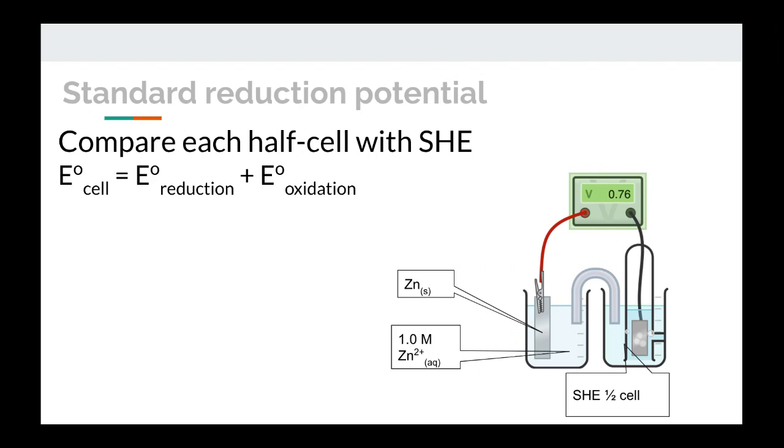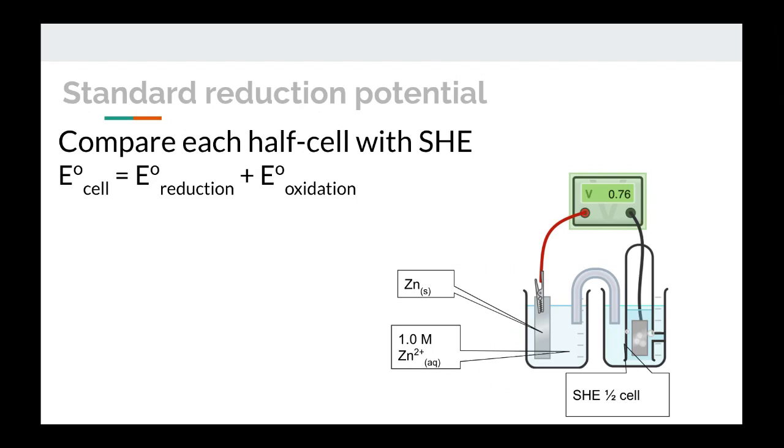So here's an example. If we put 1 molar zinc 2+ solution and a zinc electrode in a cell where the other side has the standard hydrogen electrode in it, we will get a potential reading of 0.76 volts. The cell potential is the sum of the reduction potential for the reduction that's occurring and the oxidation potential for the oxidation that's occurring.